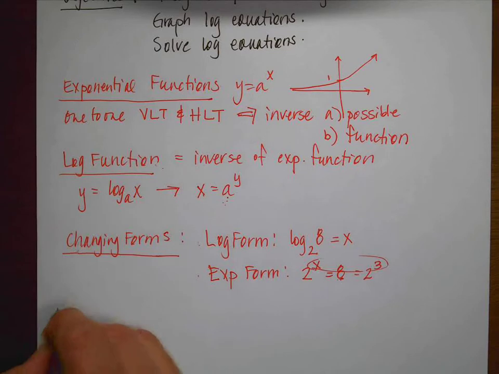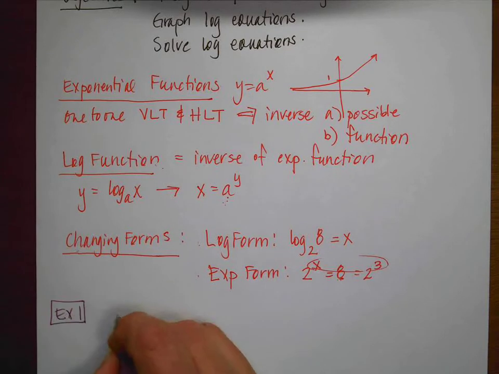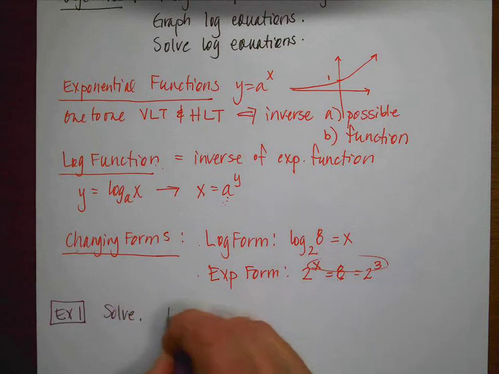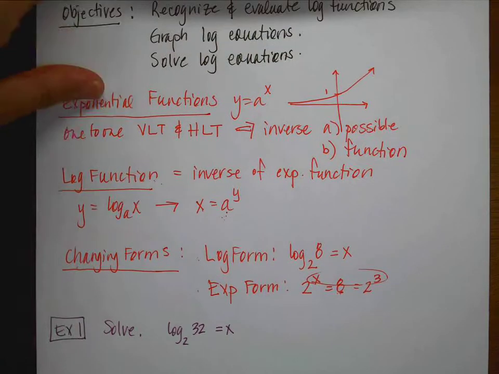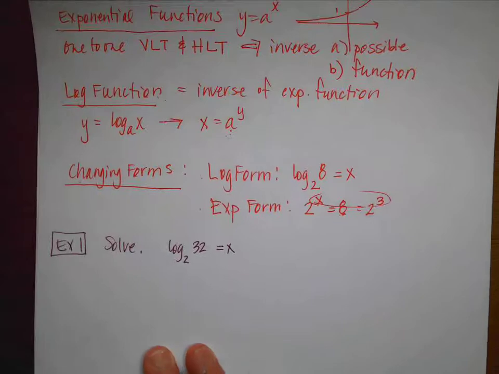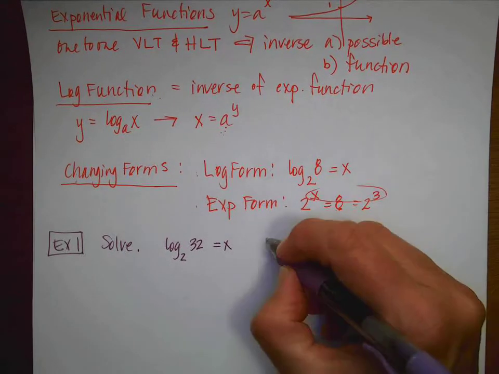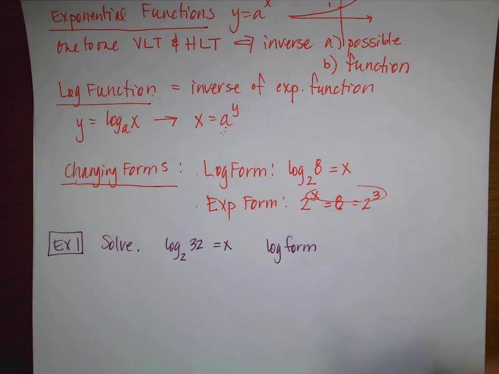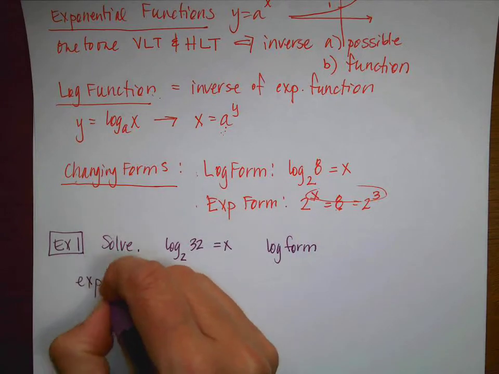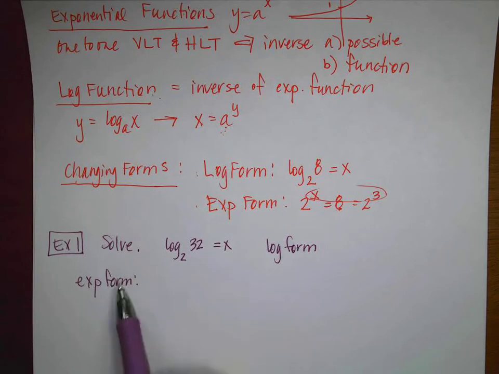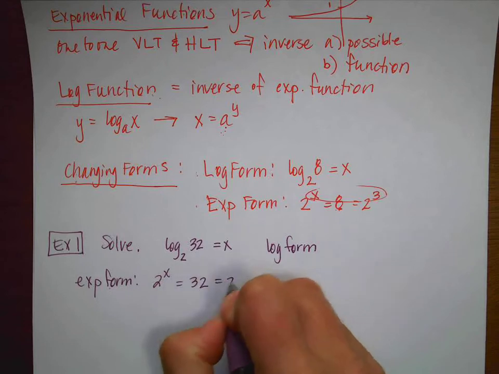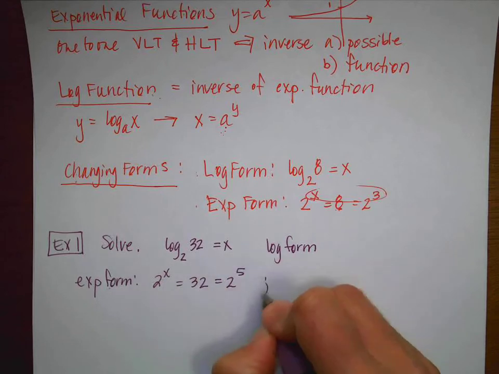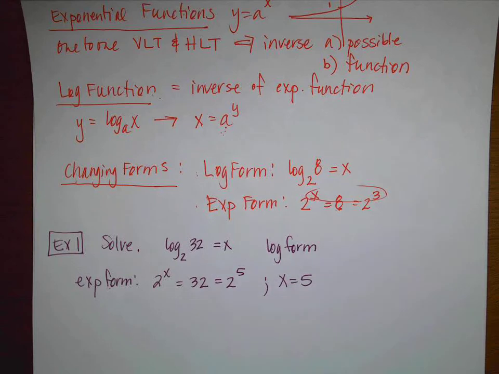So let's do an example. The first example says, I want you to solve, and I have the log base 2 of 32 is equal to x. Because the problem is starting in log form, I'm going to shift to exponent form. I'm going to write this out here just to make sure that we understand. This is log form. So I'm going to go to exponent form to solve. 2 to the x is equal to 32, which is 2 to the fifth. Now my baby equation at the top, x is equal to 5. So that was actually really pretty easy.